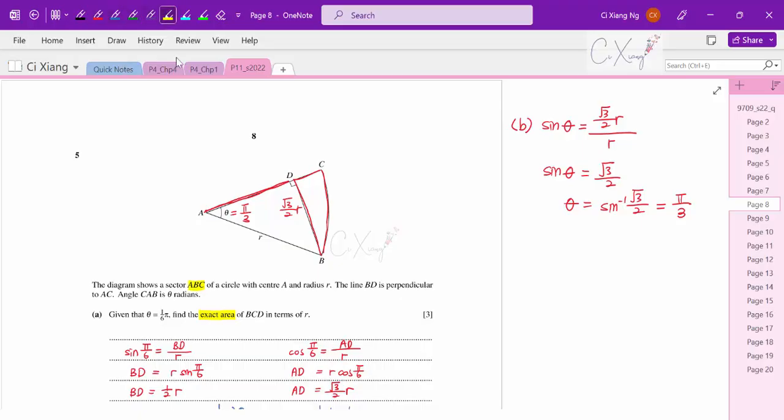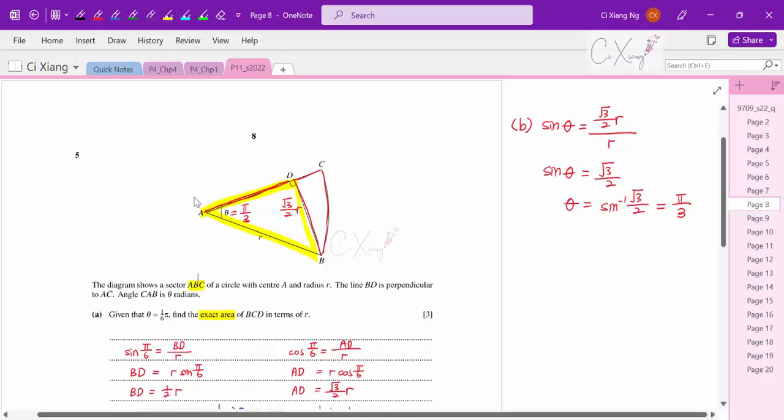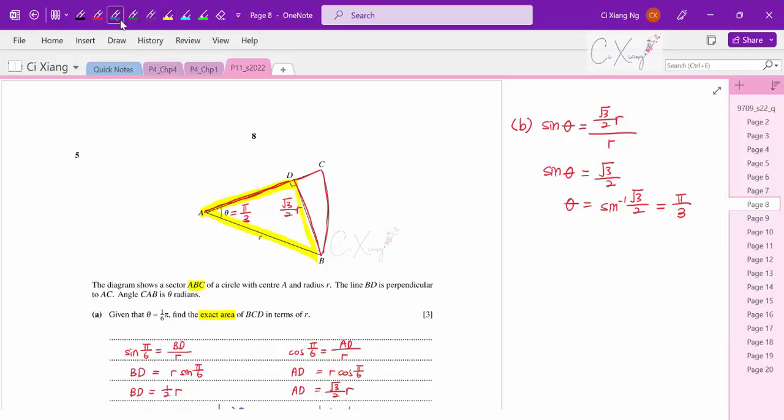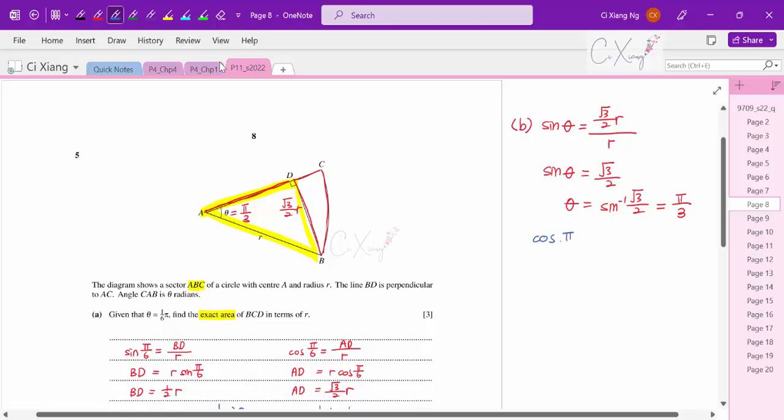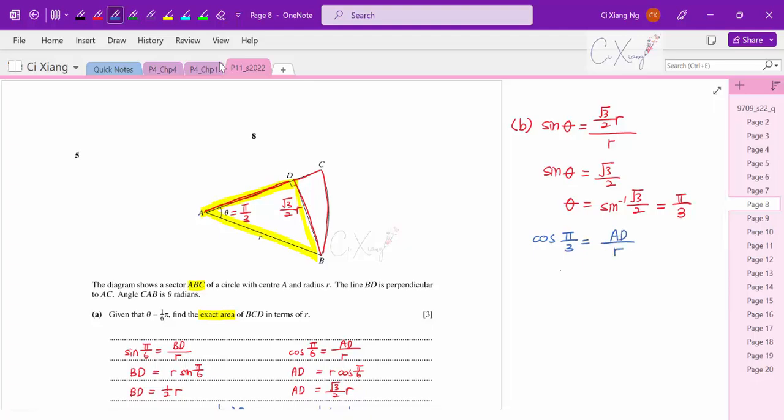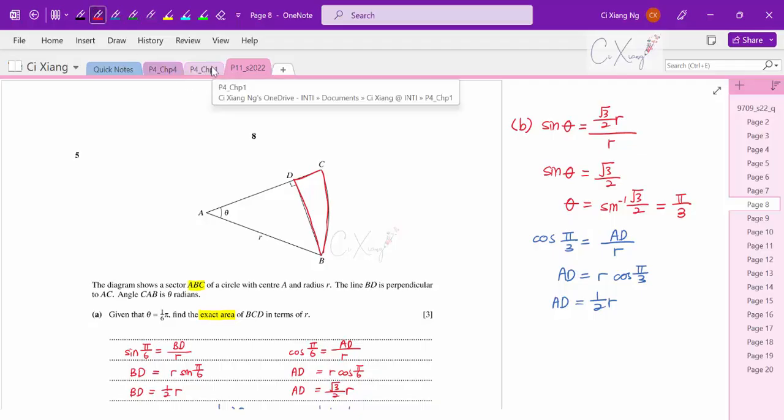Again, still using the same triangle that I showed you just now. Since we already know that theta equals pi over 3, from here you can form one equation about the cos. Cos pi over 3 will equal the adjacent length AD divided by the hypotenuse R. So what's the AD here? AD will be R cos pi over 3, and the AD value will be half R. Then now, we will continue to find out the perimeter for BCD.